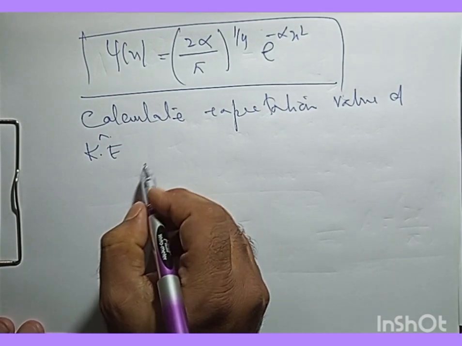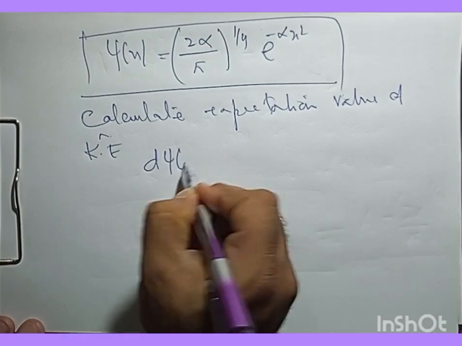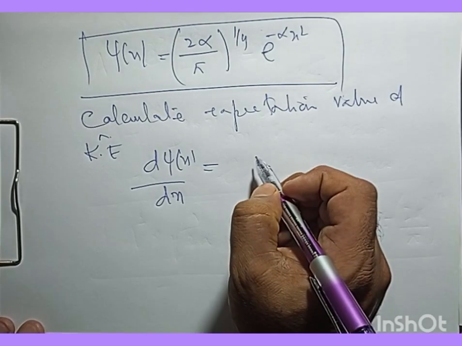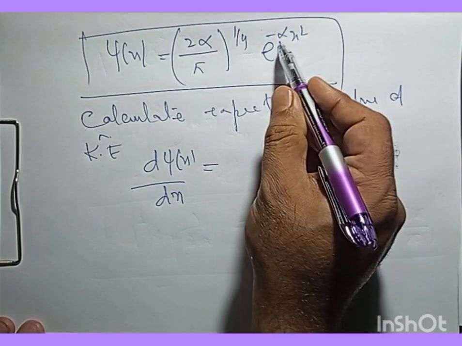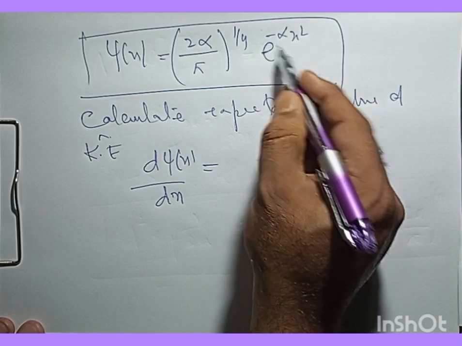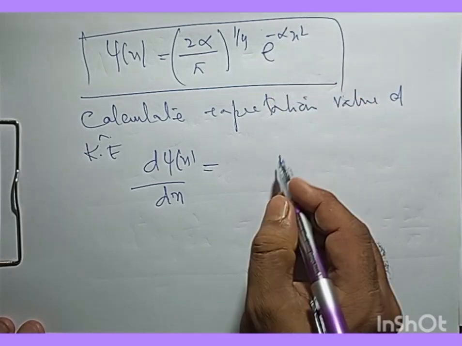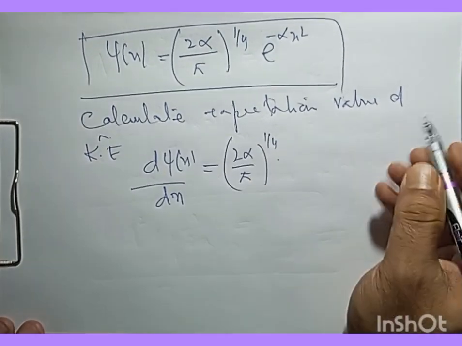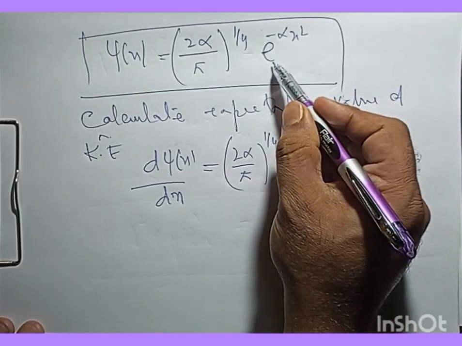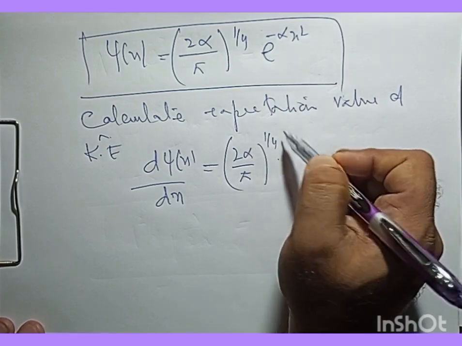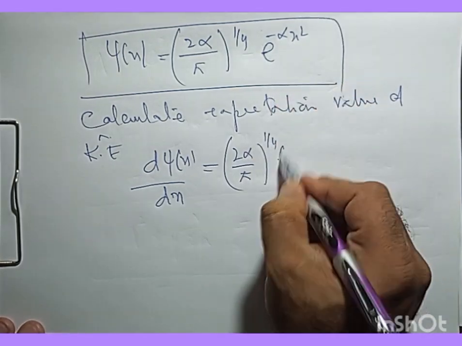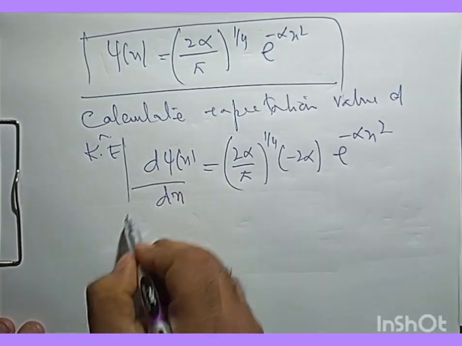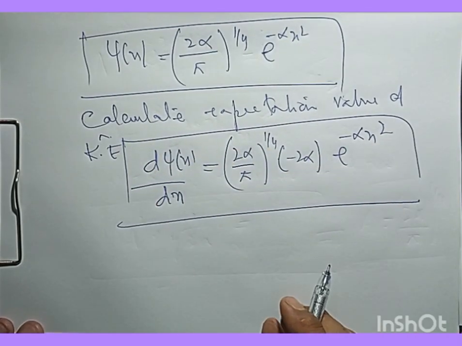wave function. So if I take its first derivative, d psi by dx with respect to x, what will I get? I think here I will have the internal derivative of this exponential function. So this (2 alpha by pi) whole raised to the power 1 by 4 is a constant here, and the derivative will give me minus 2 alpha x times e to the power of minus alpha x squared. So this is my first derivative.